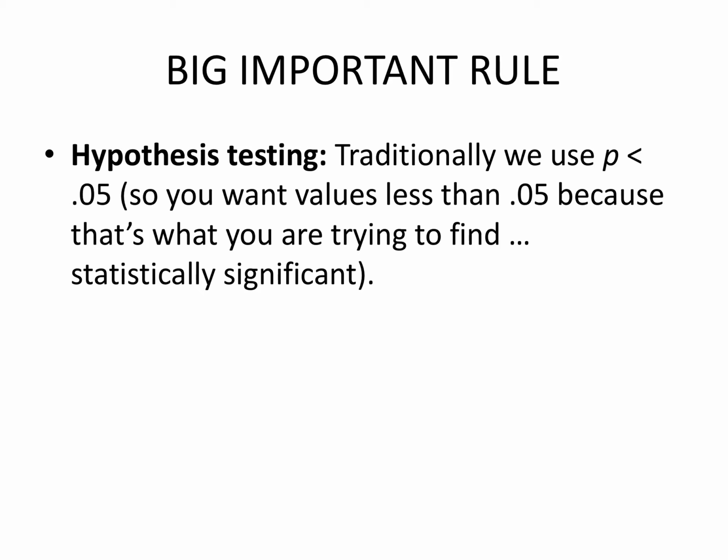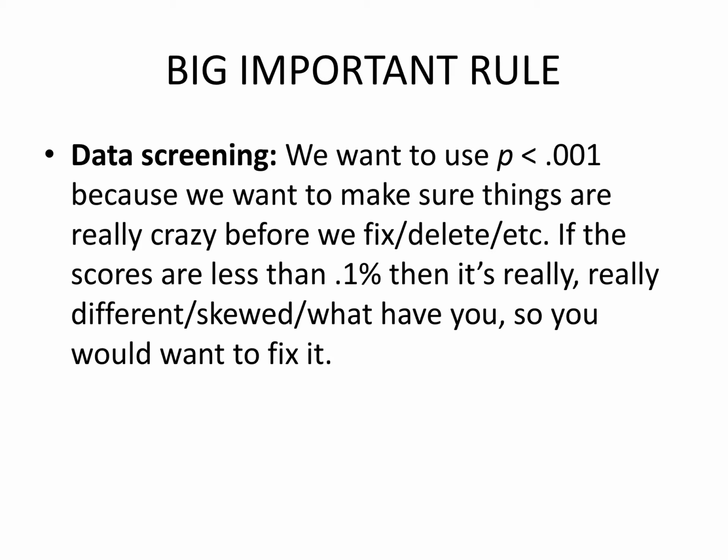Now you can change that, you can make it 0.10, you can make it 0.01, but you have some sort of hypothesis testing criterion. But when we're doing data screening, we're going to use a different criterion. I'd say this is the number one thing that people miss in this section. And I have always learned to use a very strict criterion, because if you decide to remove people who are outliers at 0.05, that could be potentially a lot of people.